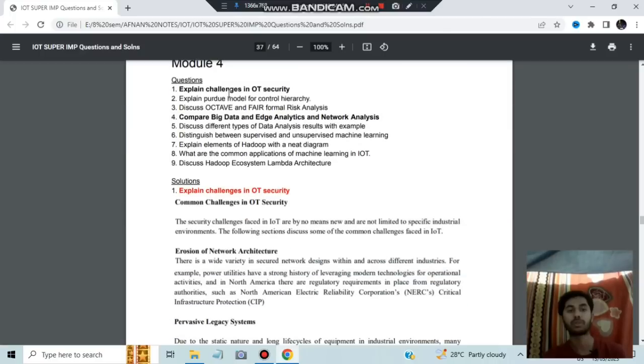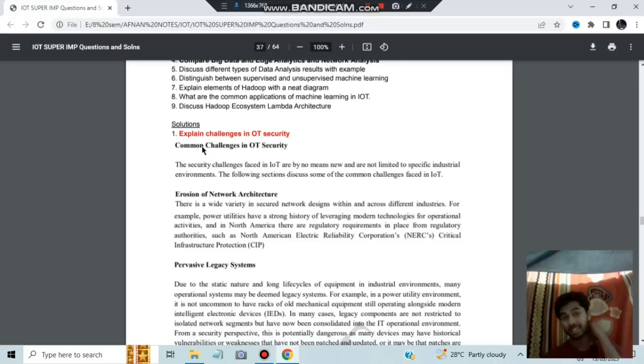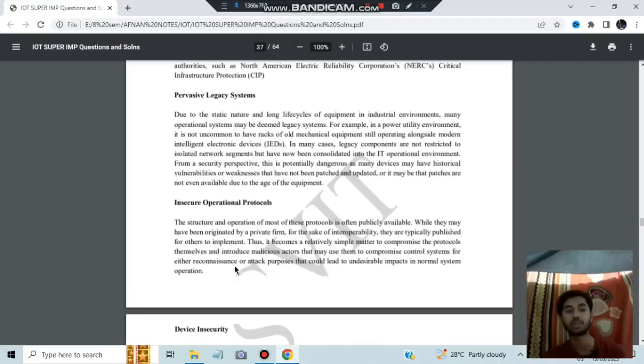Moving on to module 4, we have the first question: challenges in OT security. These are the following challenges in OT security: erosion of network architecture, pervasive legacy systems. Network architecture is getting old; it cannot be used with the new devices. That is what erosion of network architecture is. Pervasive legacy systems: again, the old systems are used.